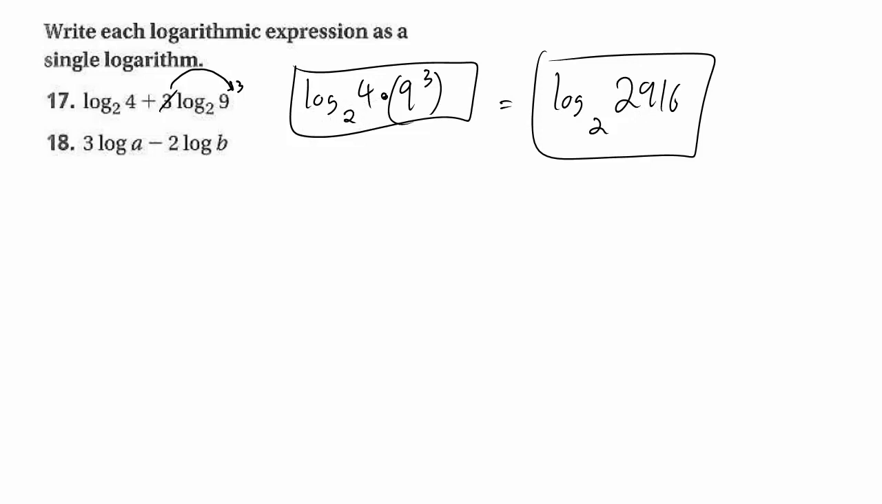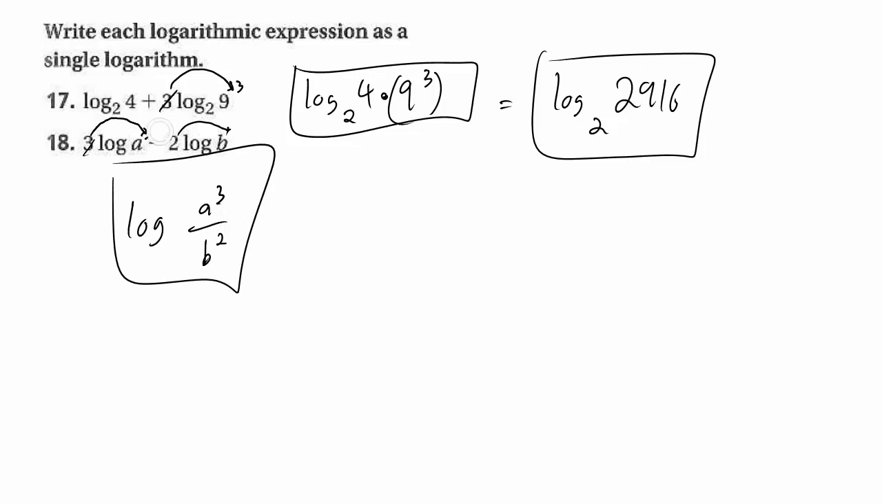This one's log base 10, but again, before we start applying the quotient rule, because the separated subtraction means we do the quotient rule, move this 3 on top of the A, move this 2 on top of the B, so we have a single log written, but A cubed over B squared. So that's the quotient rule and the power property in the same question.